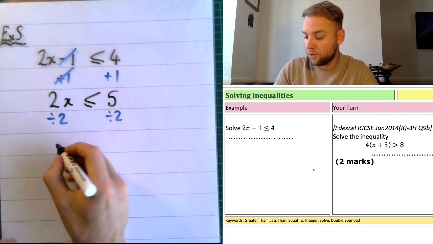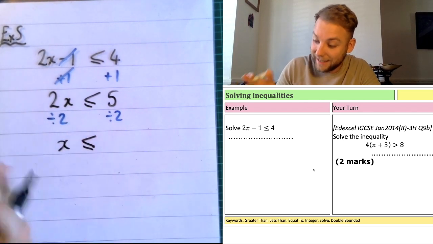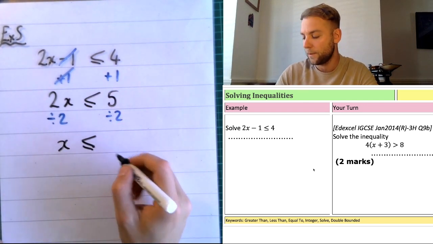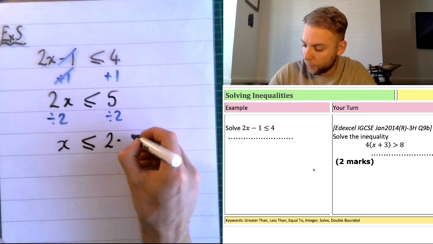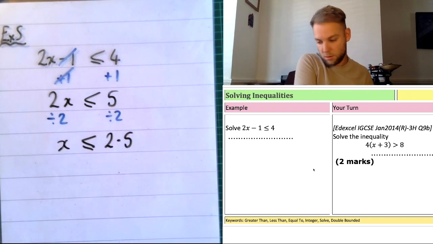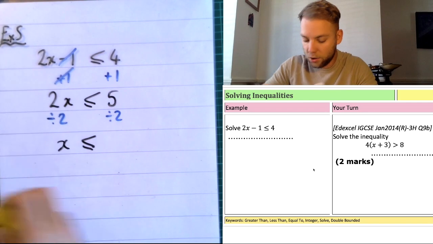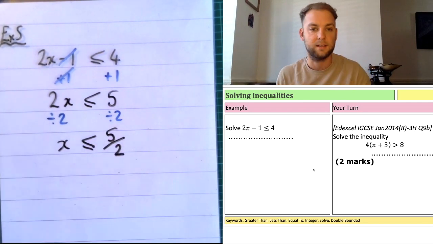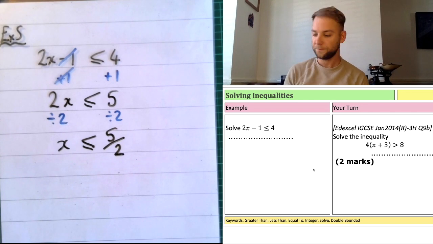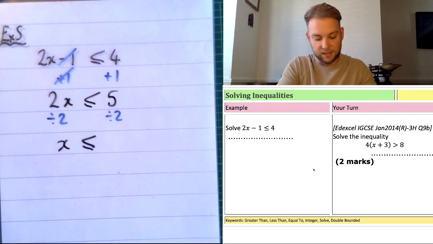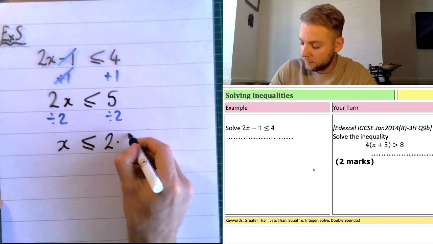2x divided by 2 is just x, which is less than, keeping that inequality the same, 5 divided by 2, which is 2.5. Okay? There's no reason why you can't keep that as a fraction either. So 5 over 2, like so. But I'm going to write it as a decimal. The reason I'm going to write it as a decimal is because I want to draw it.